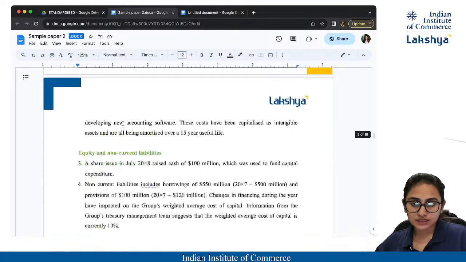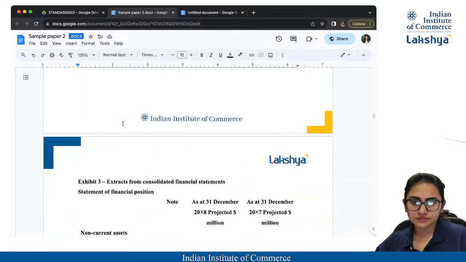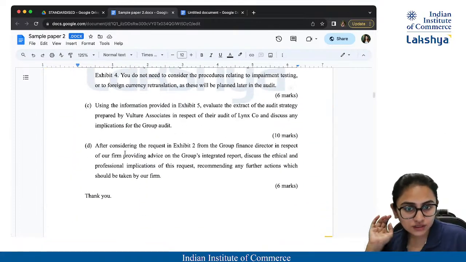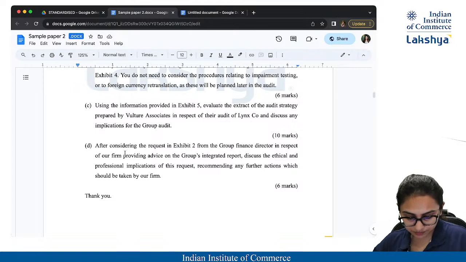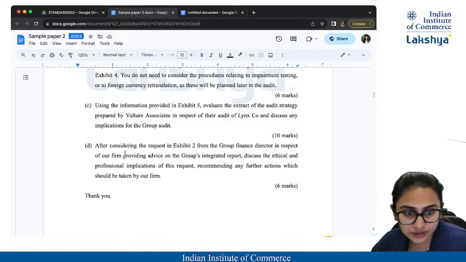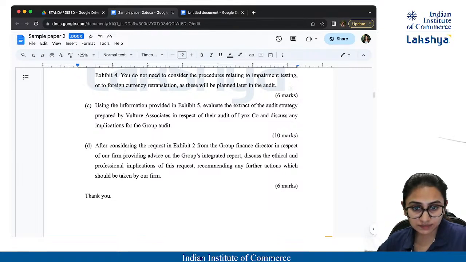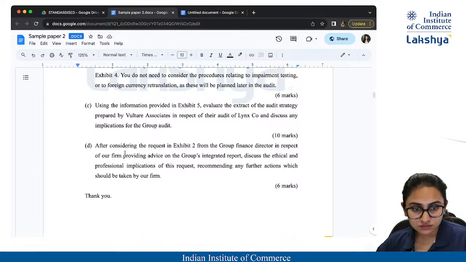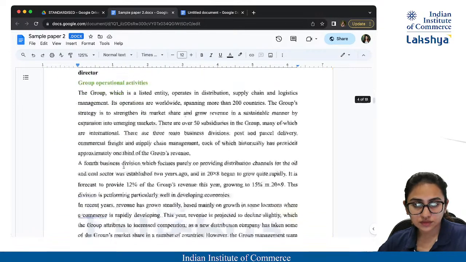Then the D part says, six marks: after considering the request in Exhibit 2 from the Group Finance Director in respect of a firm providing advice on the group's integrated report, describe the ethical and professional implications of this request, recommending any further actions which should be taken. Exhibit 2.